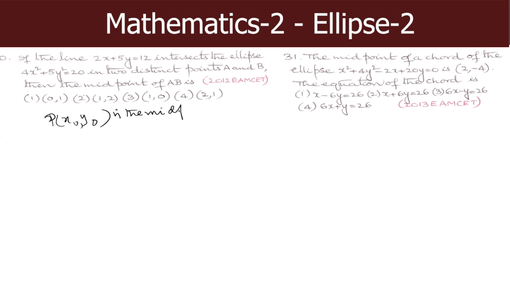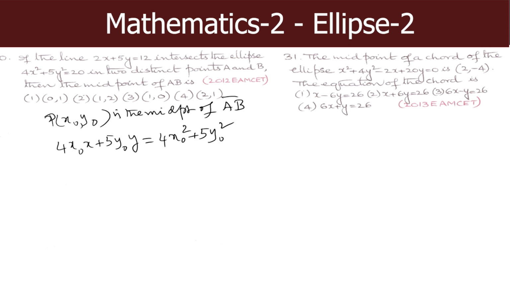Then you know the equation of the chord of the ellipse, AB line segment. Equation of the chord of the ellipse whose midpoint is (x naught, y naught): S1 equal to S11. What is S1 here? 4x naught x plus 5y naught y minus 20, no need to write it, it cancels on both sides, equal to 4x naught square plus 5y naught square. So, this is the equation of the chord of the ellipse whose midpoint is (x naught, y naught).